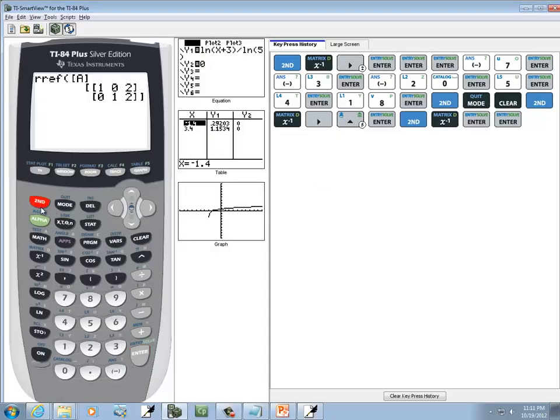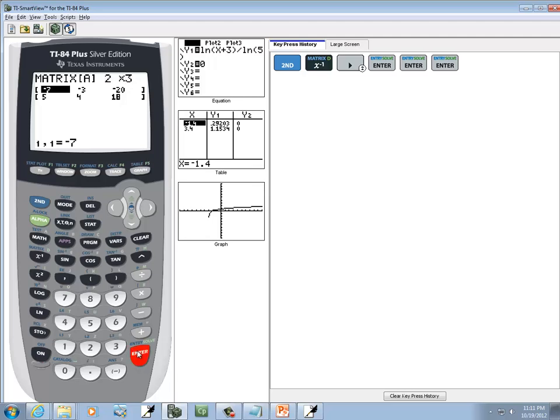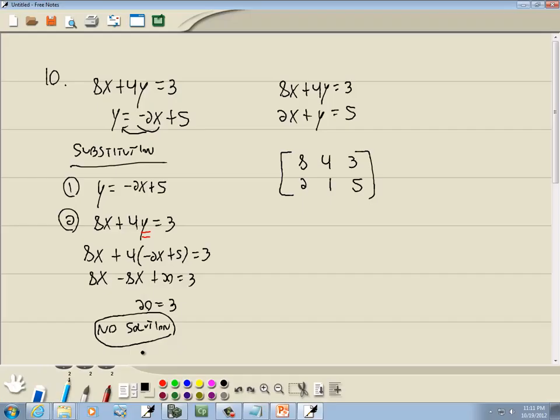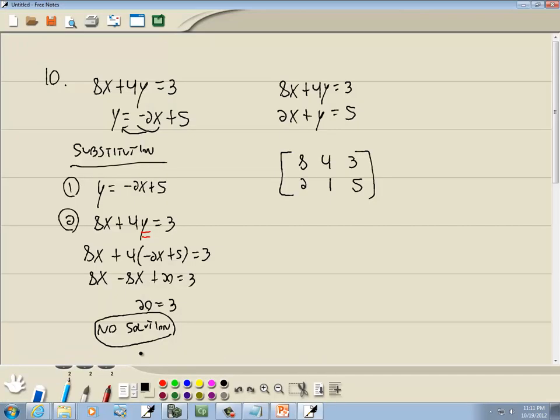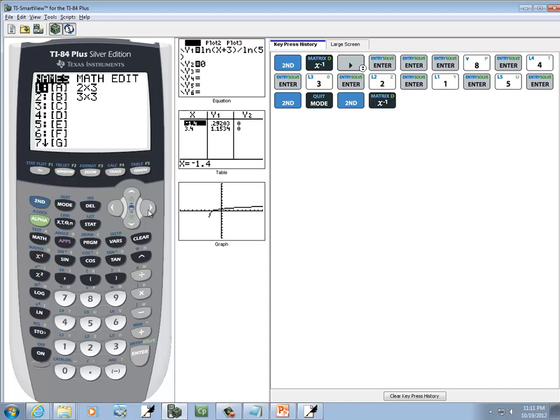So I'll go to my matrix menu. Okay, I'll do second, x to negative 1. Right arrow over to edit. Enter on A. 2 by 3, so I just do enter on 2 and enter on the 3. We got 8, 4, 3. 8, enter, 4, enter, 3, enter. 2, enter, 1, enter, 5, enter. Exit out, do a second mode. We're going to go back in our matrix menu, second x to negative 1. Right arrow to math. Up arrow to RREF.